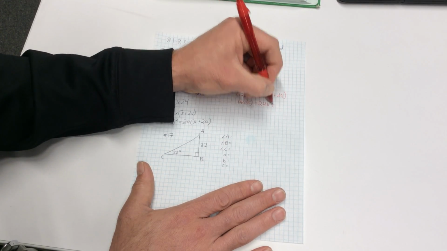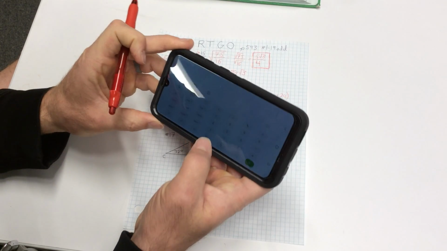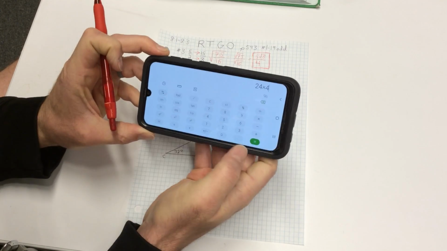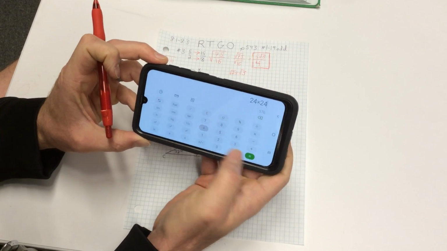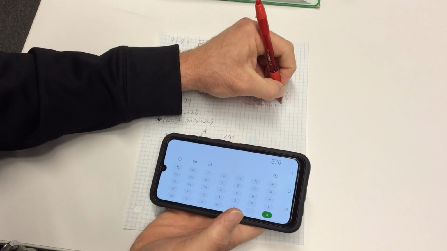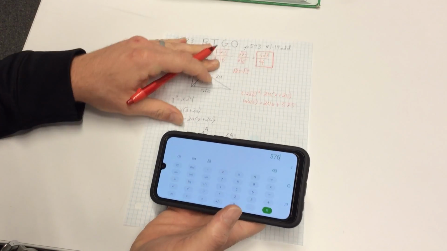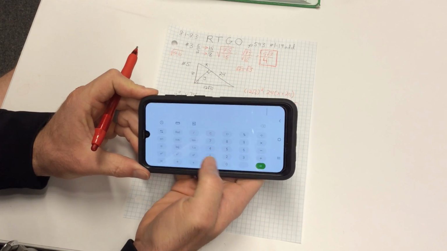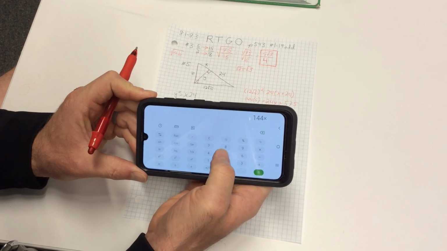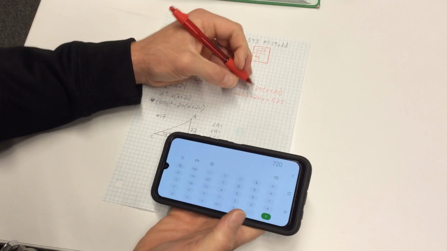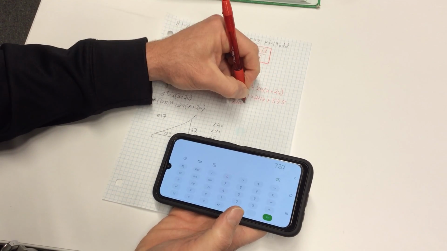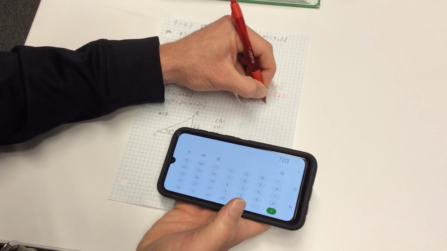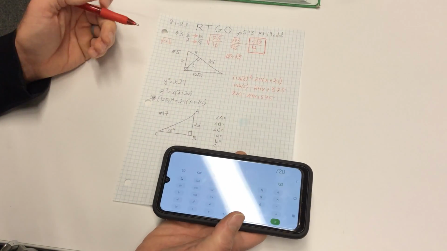Equals 24x plus whatever 24 times 24 is. I don't know that. 24 times 24, that's 576. And 144 times 5 equals 720. So 720 equals 24x plus 575. Okay, now it's algebra.